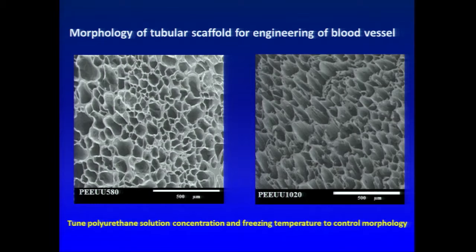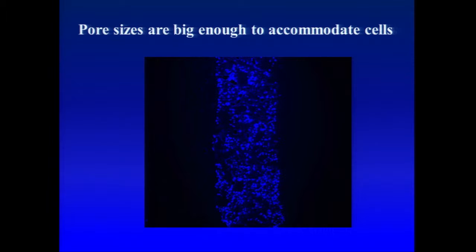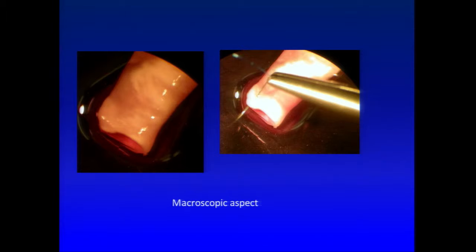Through these pores, we can put our cells inside. The purpose is to let the cells grow inside to form a tissue-engineered blood vessel. These scaffolds have a big pore size to allow the cells to grow inside.